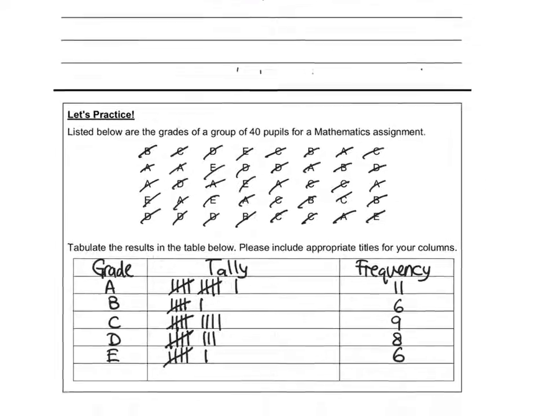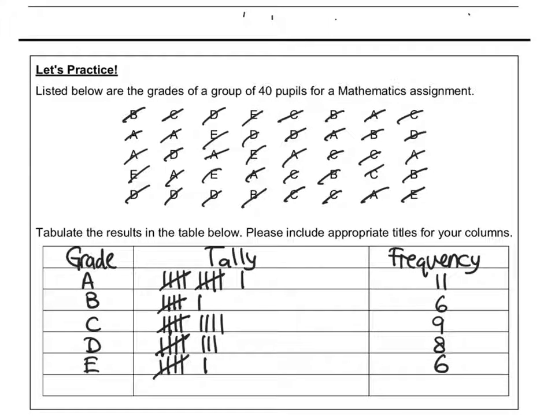Next, there is this one little practice: the number of grades for the students. This one shows you the grades of these students. Here you have to tally and make a table. You need to write the title of this column, this column, and this one. For grade A, you have this many tallies. Just count them as you go down, then you have the frequency here. Quite simple, and so on. Quite easy.